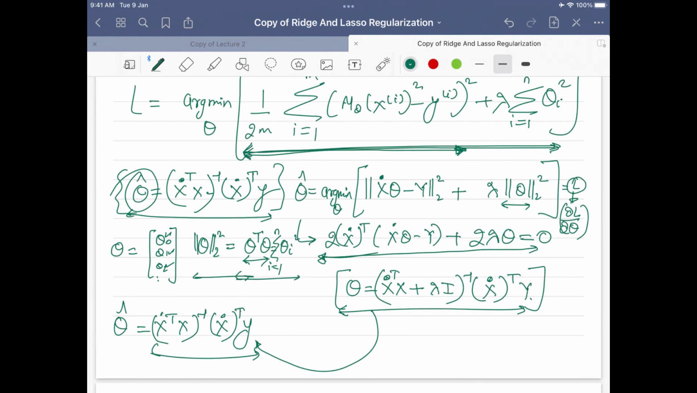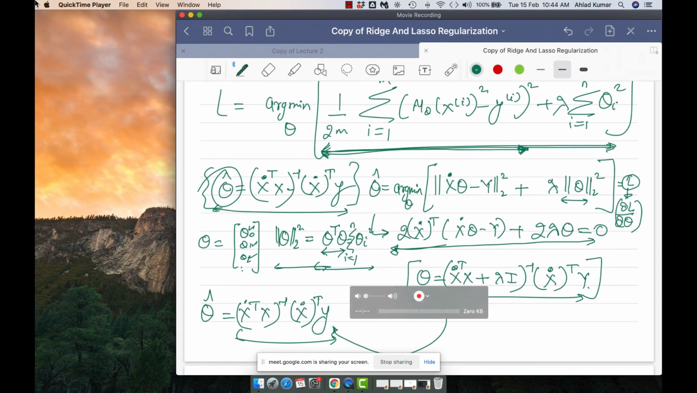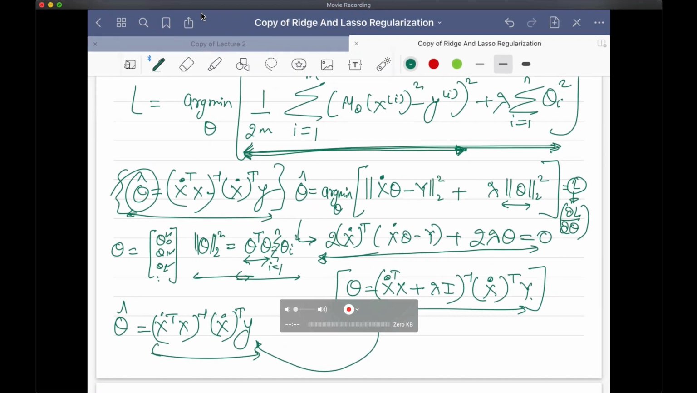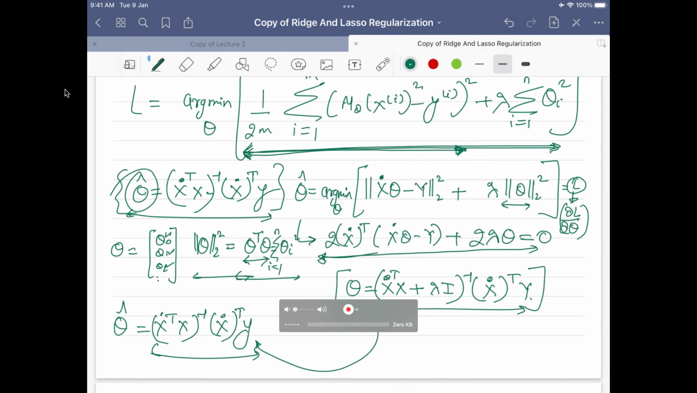Am I connected? Yes, sir. Yes, sir. Okay, so any idea what is the advantage of this expression compared to the one which we originally had already?